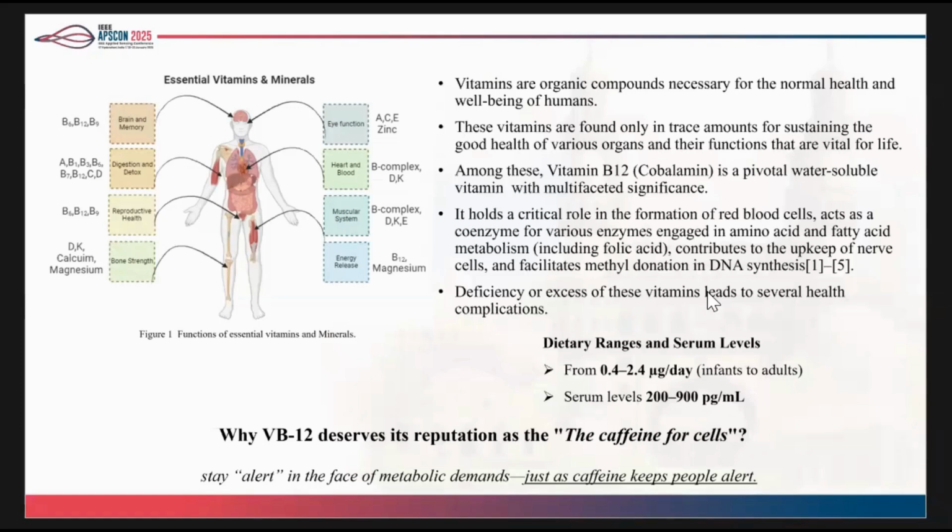Therefore they always say that it is caffeine for the cells. It keeps us active, like how coffee keeps us active. In the same way, vitamin B12 is very essential because it is related to certain mechanisms which are indirectly linked to neurological issues. If there is a reduction in the value of vitamin B12, it results in certain neurological problems such as Parkinson's, Alzheimer's, peripheral neuropathy, etc. So vitamin B12 is essential.